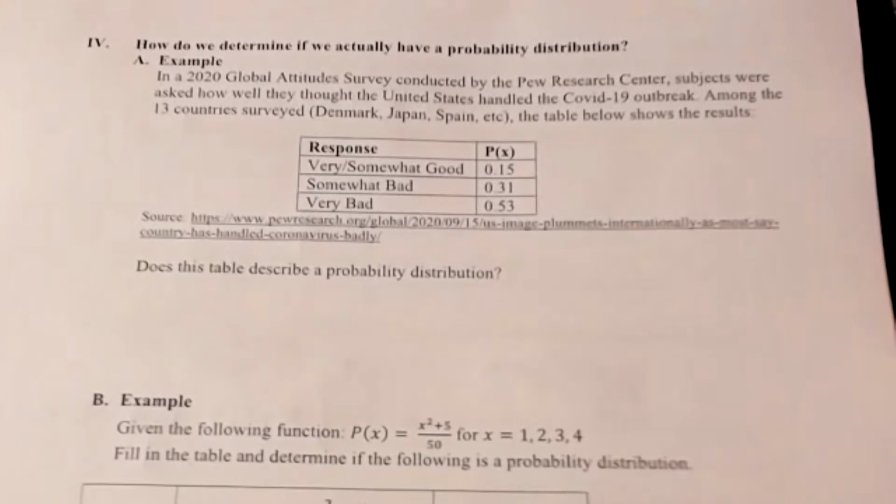I would like to have someone else read this. So Nicholas, would you go ahead and read the first example under how do we determine if we actually have a probability distribution? Would you read that example?